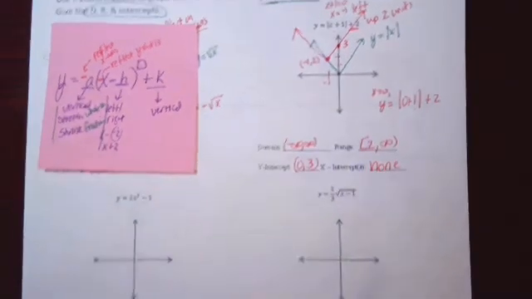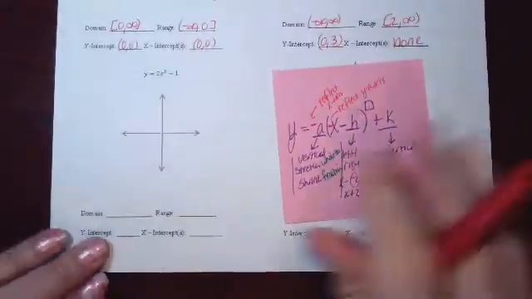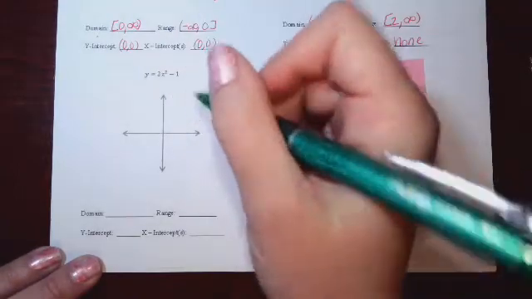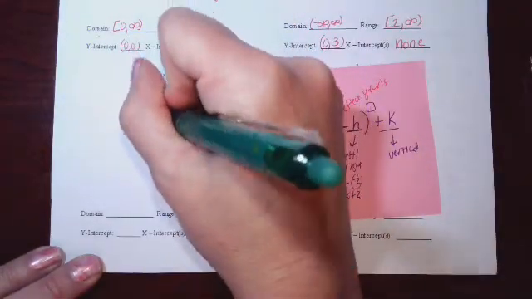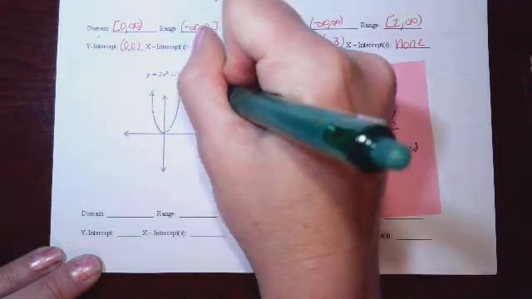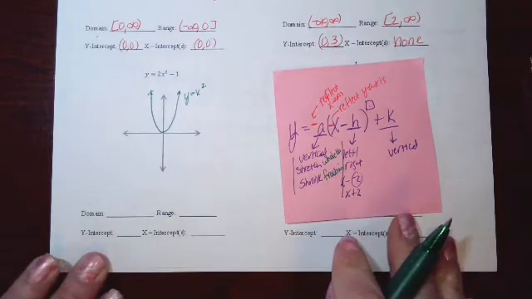Okay, now let's move down to the next one. My parent function here is the squared function, quadratic function, y equals x squared. So I'm going to graph my parent function, y equals x squared. That is required by the assignment, so make sure that you're paying attention to the instructions.